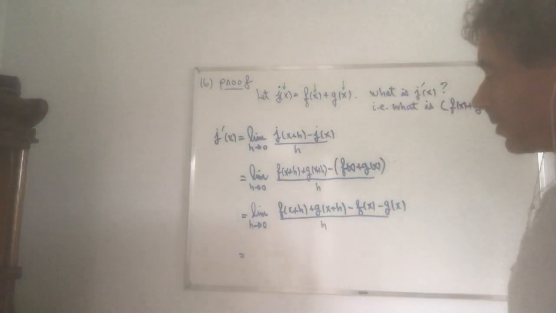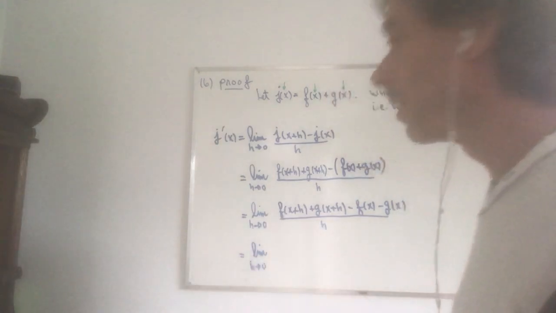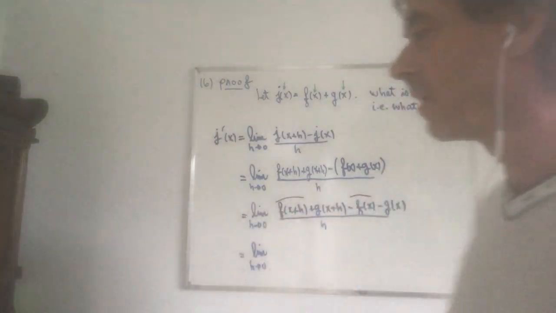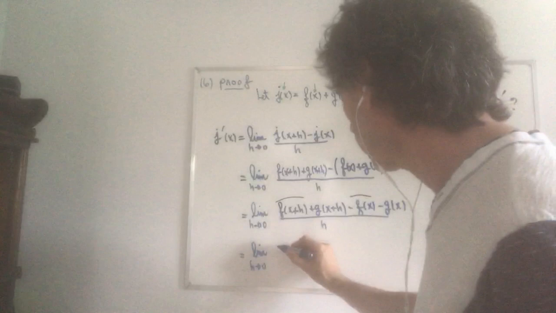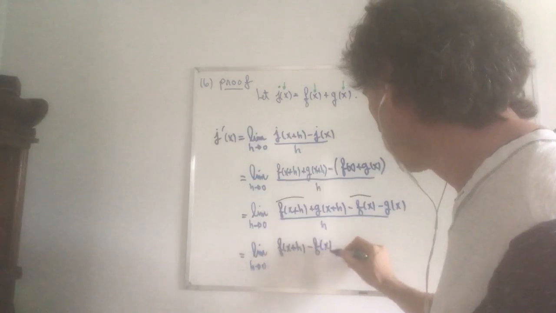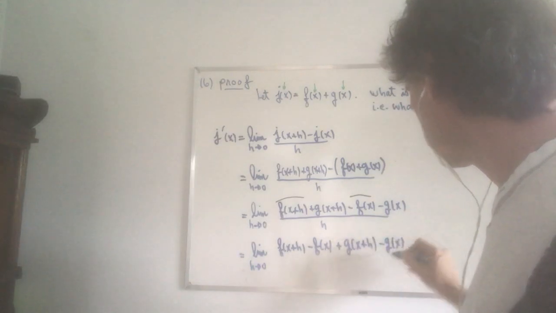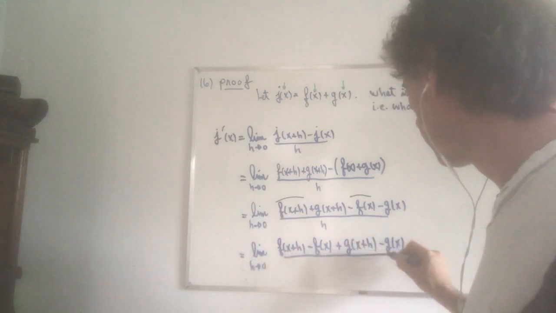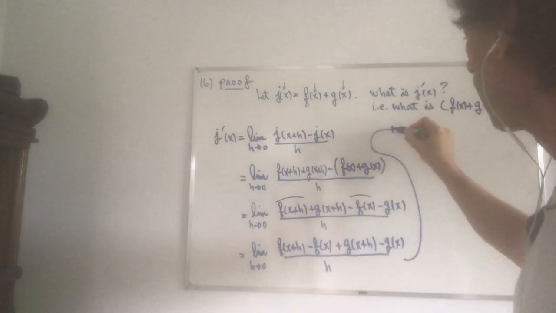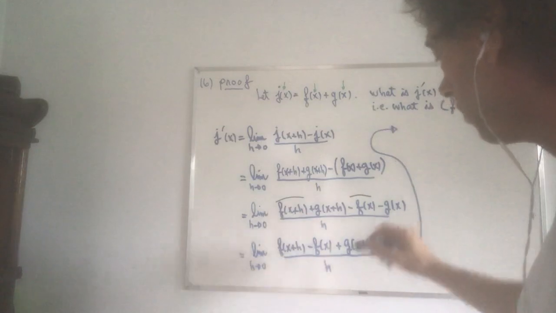Okay? Now what should I do? Any thoughts? Anyone? There are some like terms, at least in the sense that this is an f and this is an f. So I think I want to group the f's together. This is f of x plus h minus f of x. And then it becomes g of x plus h minus g of x. So we group the f's together, we group the g's together.